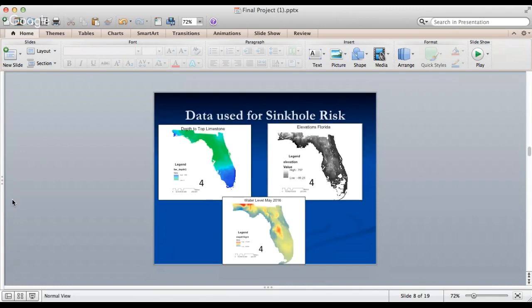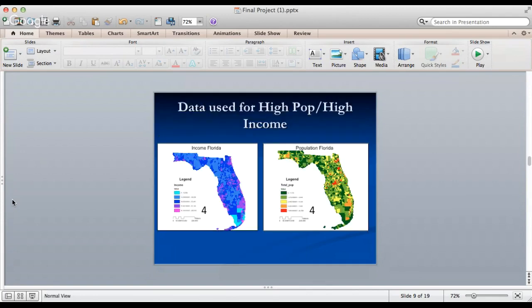Here are the actual rasters. We have depth at top of limestone, elevation of Florida, and the water level at May 2016. These are all in meters. Our other 2 rasters are income, median income for Florida census counties, and the population for each of the Florida census counties.